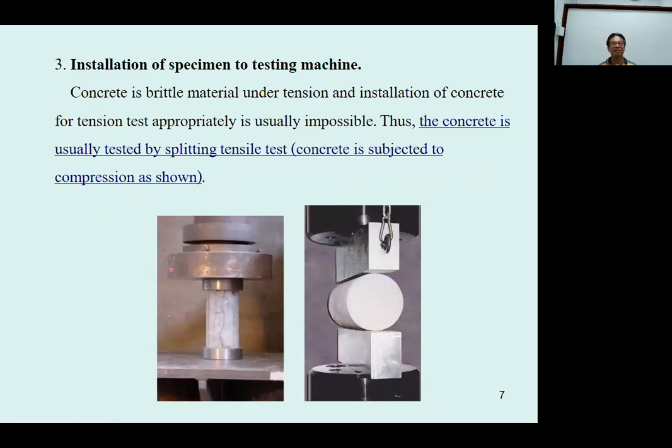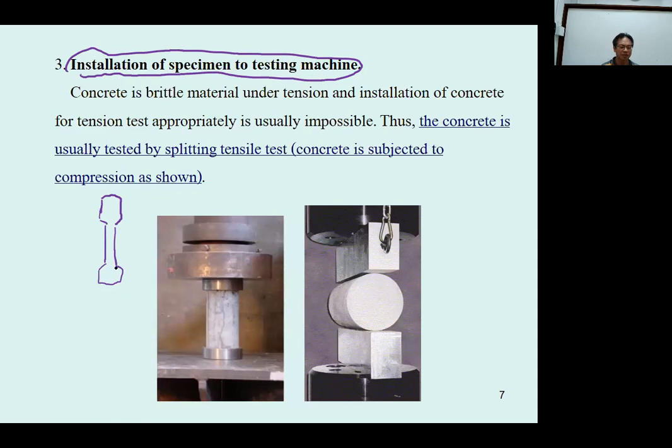The third consideration depends on how you can install the specimen in the testing machine. For example, it's really hard to cast a concrete specimen in the form of this steel specimen. Since concrete is really brittle, if you cast it in this shape and put it under force, it will break really easily.